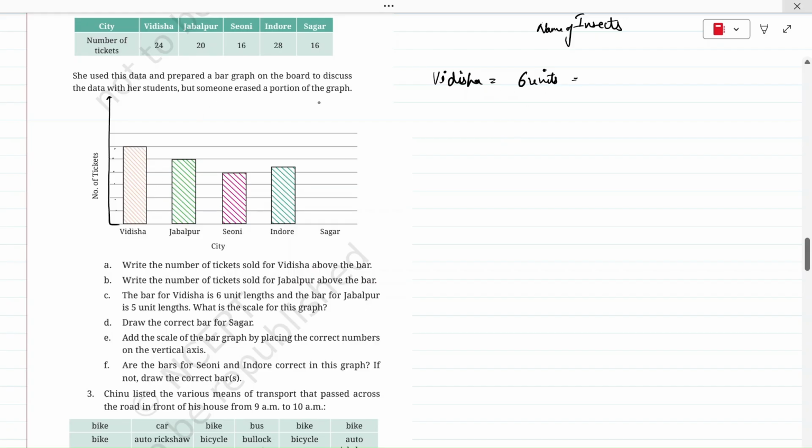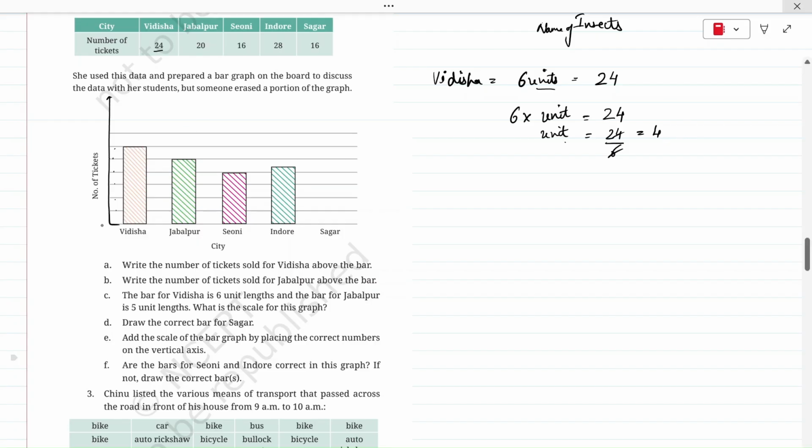And this 6 units has been plotted for which number? It is plotted for 24, right? This is plotted for 24. So now if I want to find out the units here, what will I do? This is nothing but 6 multiplied by unit, which has been erased, is equal to 24. And this unit is 24 divided by 6, which will give me 4. That means the scale here is 4 units.